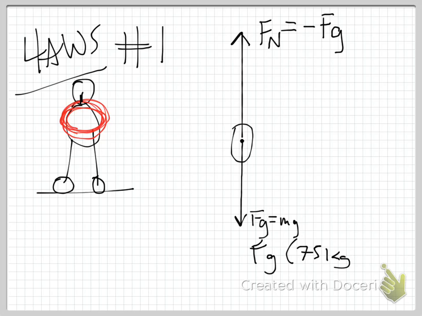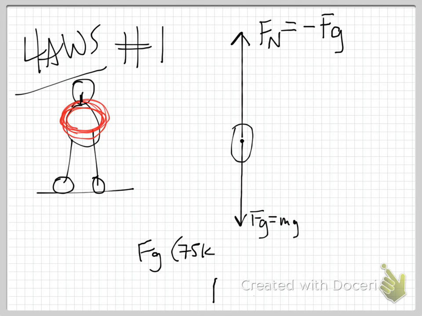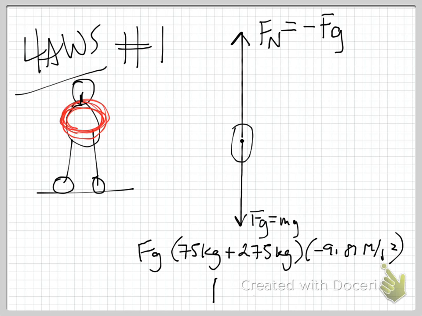75 kilograms plus 275 kilograms, all times negative 9.81 meters per second squared. If you don't put those units in, you can't do dimensional analysis later, so it's really helpful to put those in. So this is our Fg.